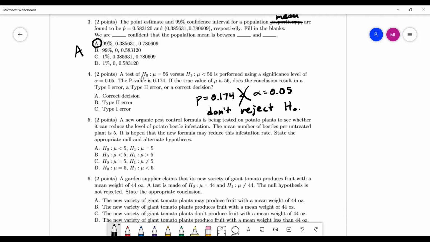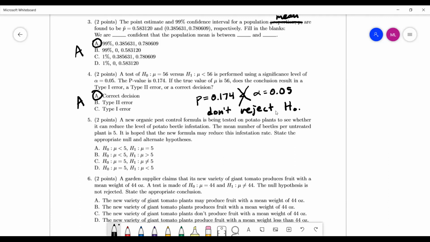If I had to translate that back into plain English, what we're not rejecting is the idea that our average value is 56. So we're not rejecting the idea that mu could definitely possibly be 56. Now, if the true value of mu is in fact 56, did we make the right decision or did we screw up? In this case, we made the correct decision.